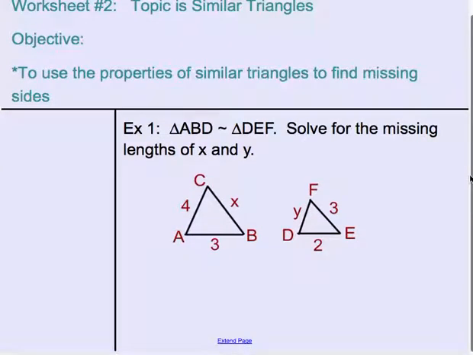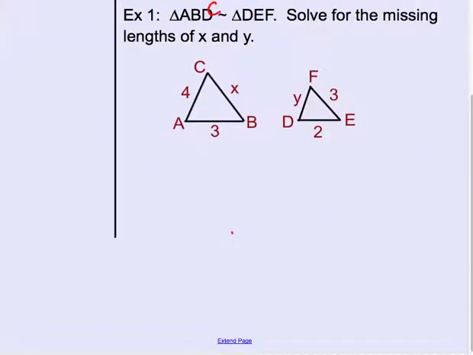So if triangle AB, sorry, that's a typo there, that should be C. Triangle ABC is similar to triangle DEF. Their sides have the same proportion. So to solve for x, we could set up side AB with DE, setting up a ratio, which means side x would go with side EF.